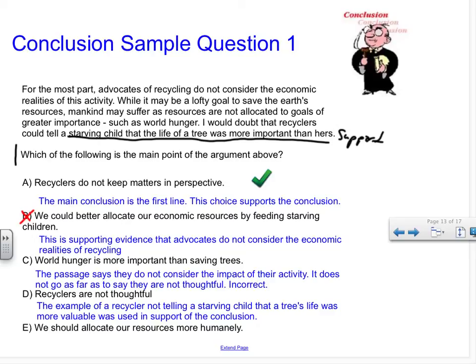C, world hunger is more important than saving trees. This again is supporting evidence that advocates do not consider the economic realities of recycling. So this is our final conclusion. And C said, world hunger is more important than saving trees. That was said, let's use black.